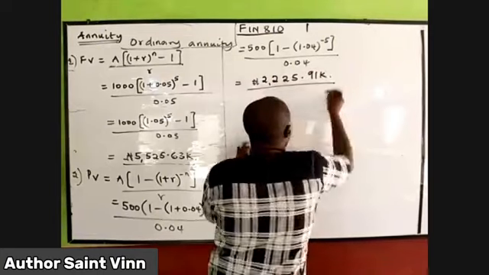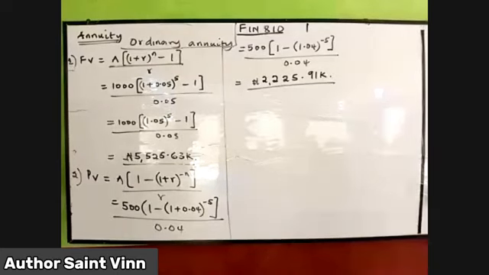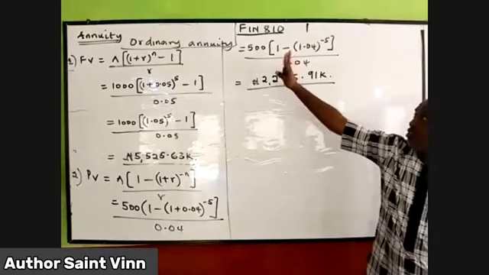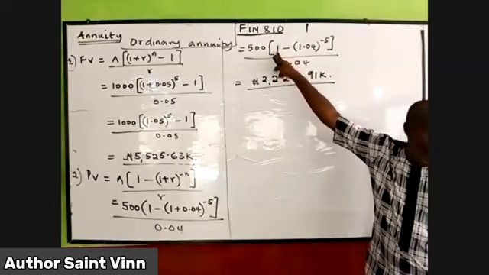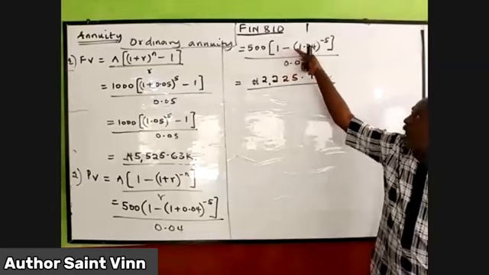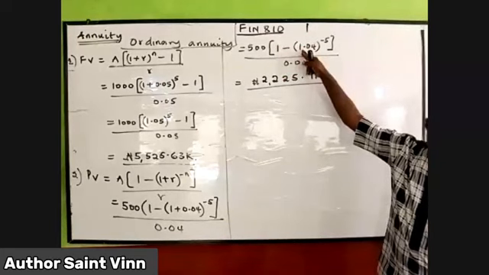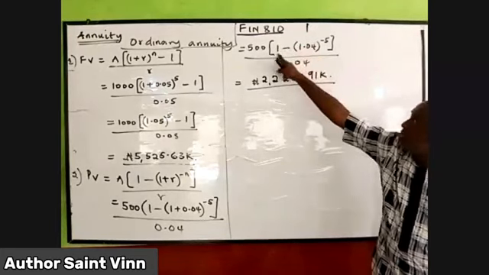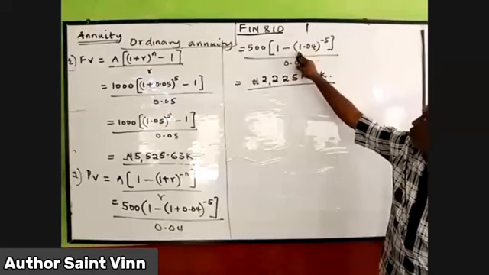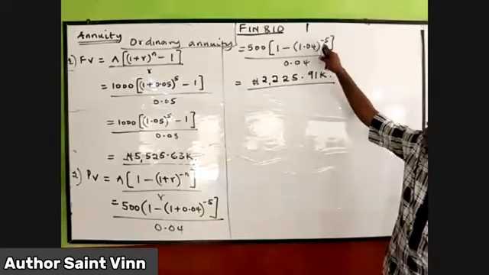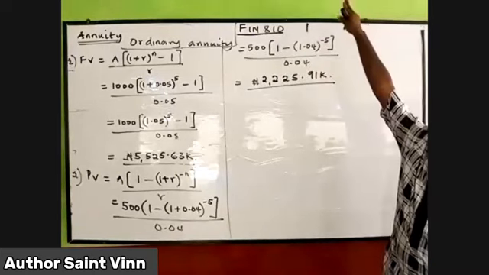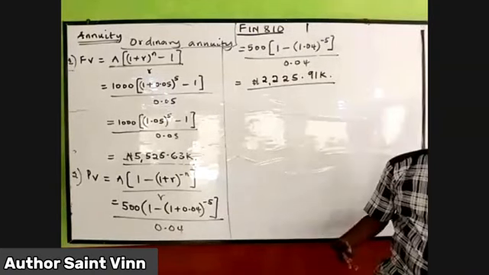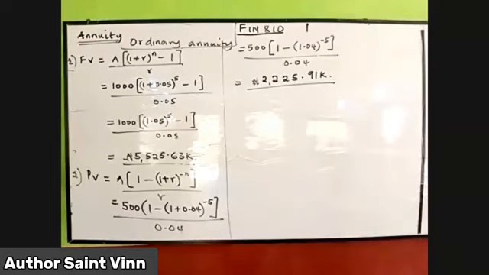Any question? How do we press it again? Is it clear, how to press the calculator? Take your time, press your calculator. Press 1 minus bracket open 1.04. Close this bracket. Raise to power minus 5. Press answer. Then you divide by 0.04 and multiply by 500. You should have this.